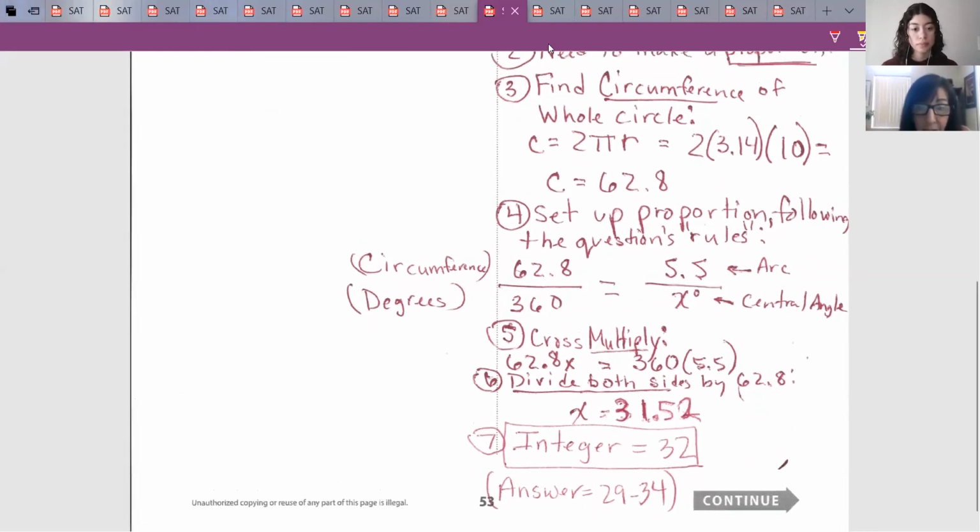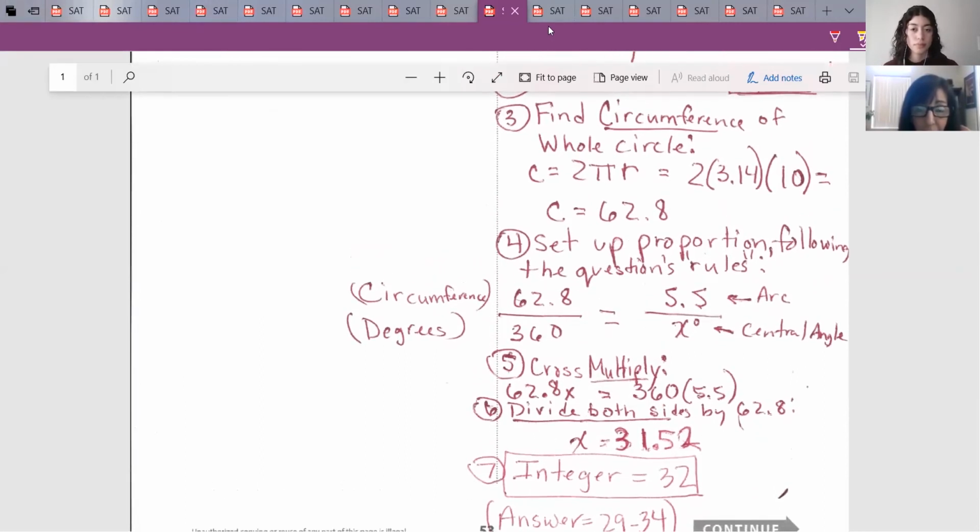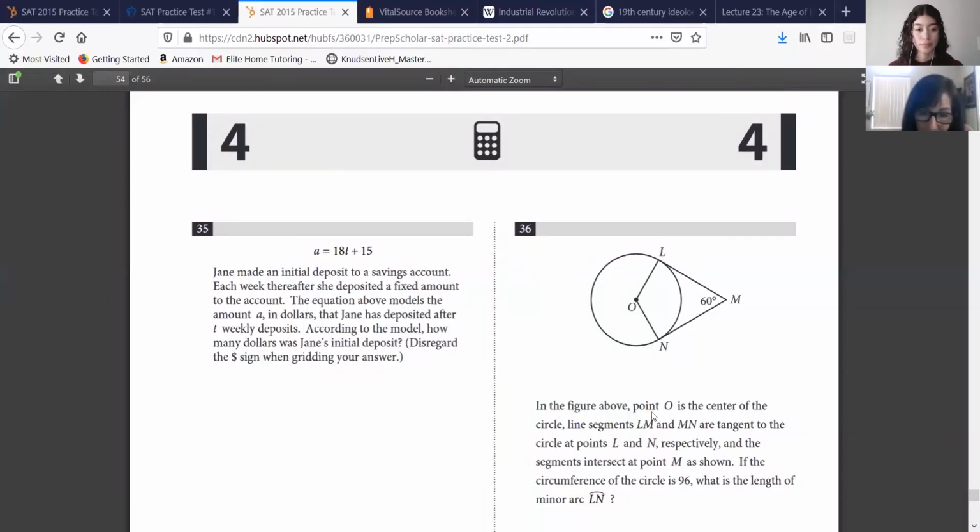Move on here. Trying to get to as many possible examples since there's such a variety here. I did not do that right. Try again. Okay, there we go. Two things at once. Okay, so here is our next question. Number 36, not number 35.